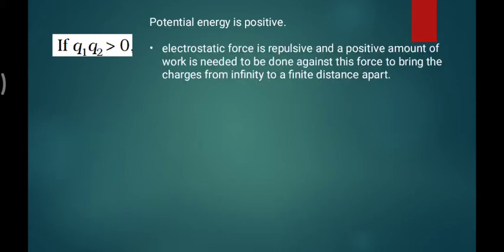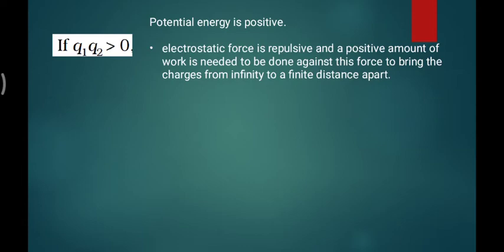Now let us see what kind of charge it can be. If Q1 and Q2 are both positive charges, then there will always be repulsion. The expression of potential energy is U is equal to 1 upon 4 pi epsilon 0, Q1 Q2 upon R12. So if both are positive, then the potential energy will be positive. This will be acceptable. The electrostatic force is repulsive and you need to do a positive amount of work.